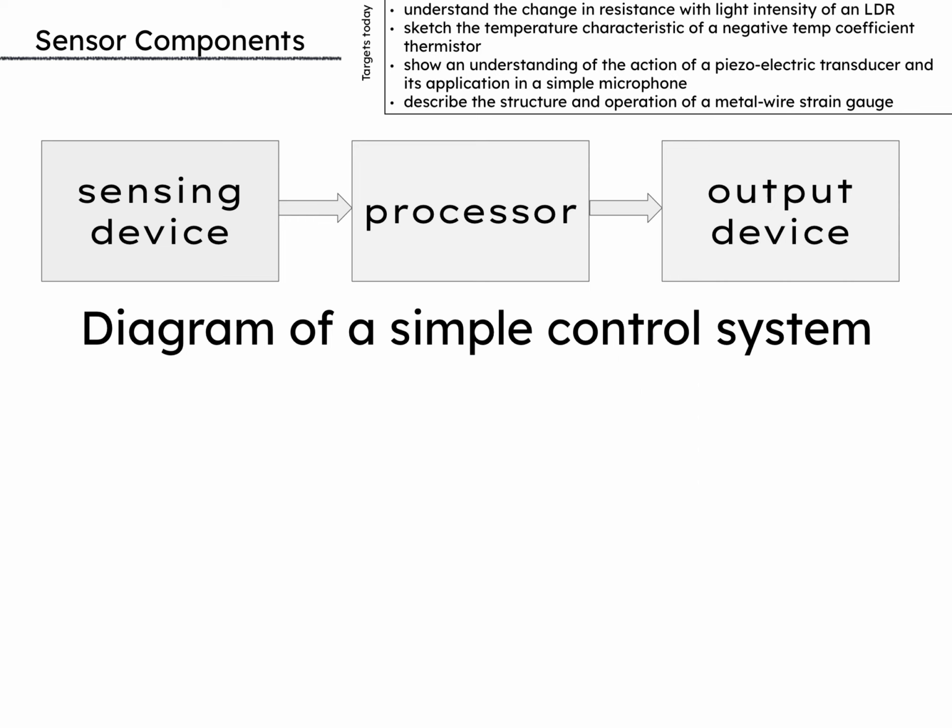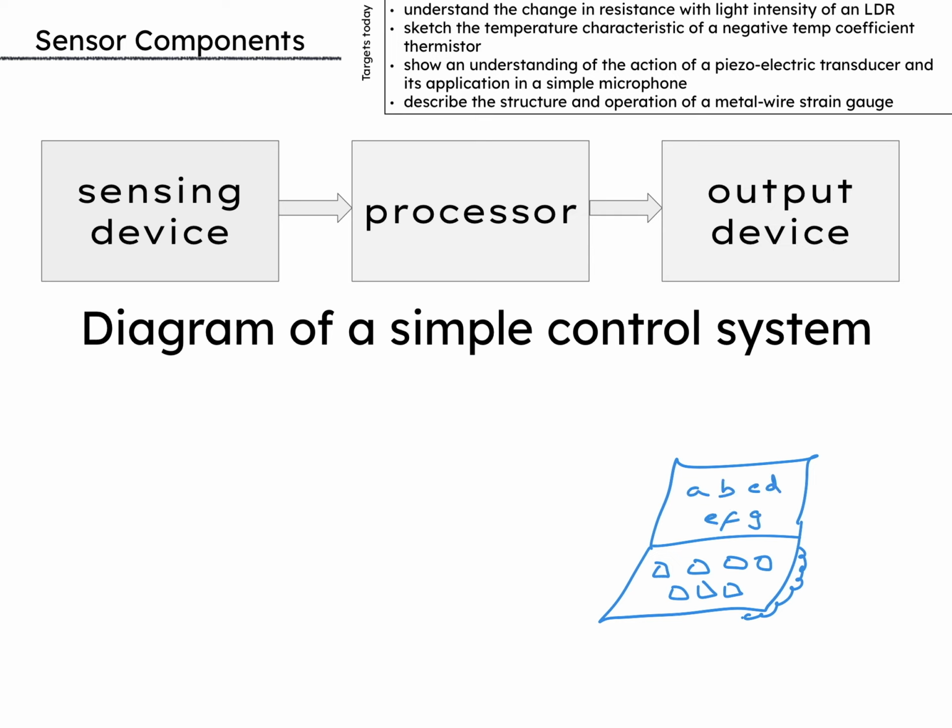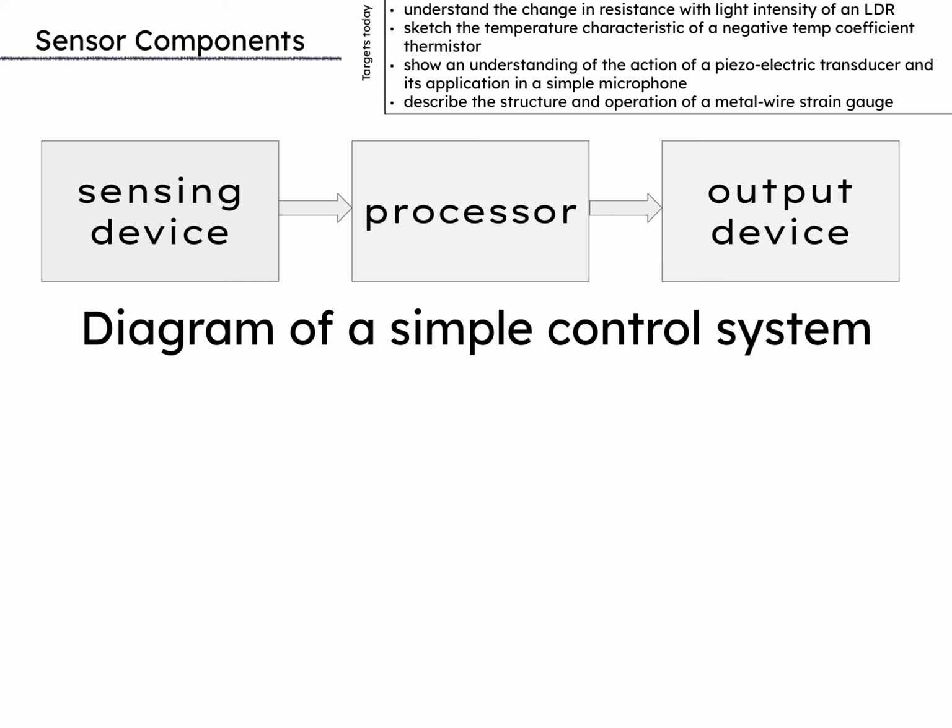The computing device you're on now takes your taps on your keyboard, processes that information, then displays the letters you want on the screen. There must be at least one of each type in a control system, but there are usually many. We're going to deal with each stage in order, so let's start with the sensing device.